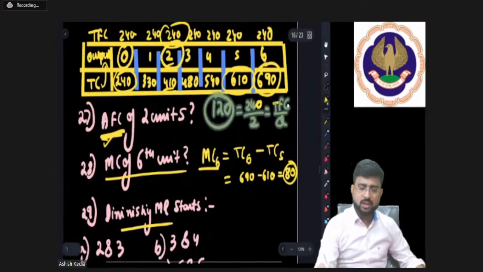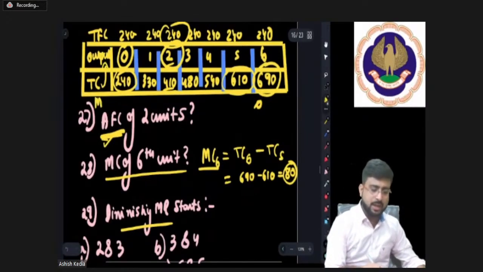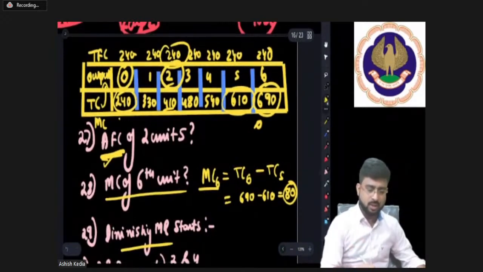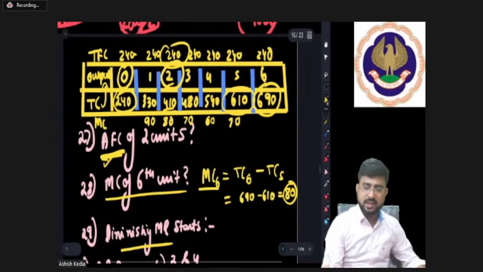So here, instead of panicking, first you calculate marginal cost. For the first unit, for 0 it doesn't matter. So 240 to 330, 90. Beyond this, 80. 410 to 80, cost 70. 482 to 540, 60. 540 to 610, 70. 80.